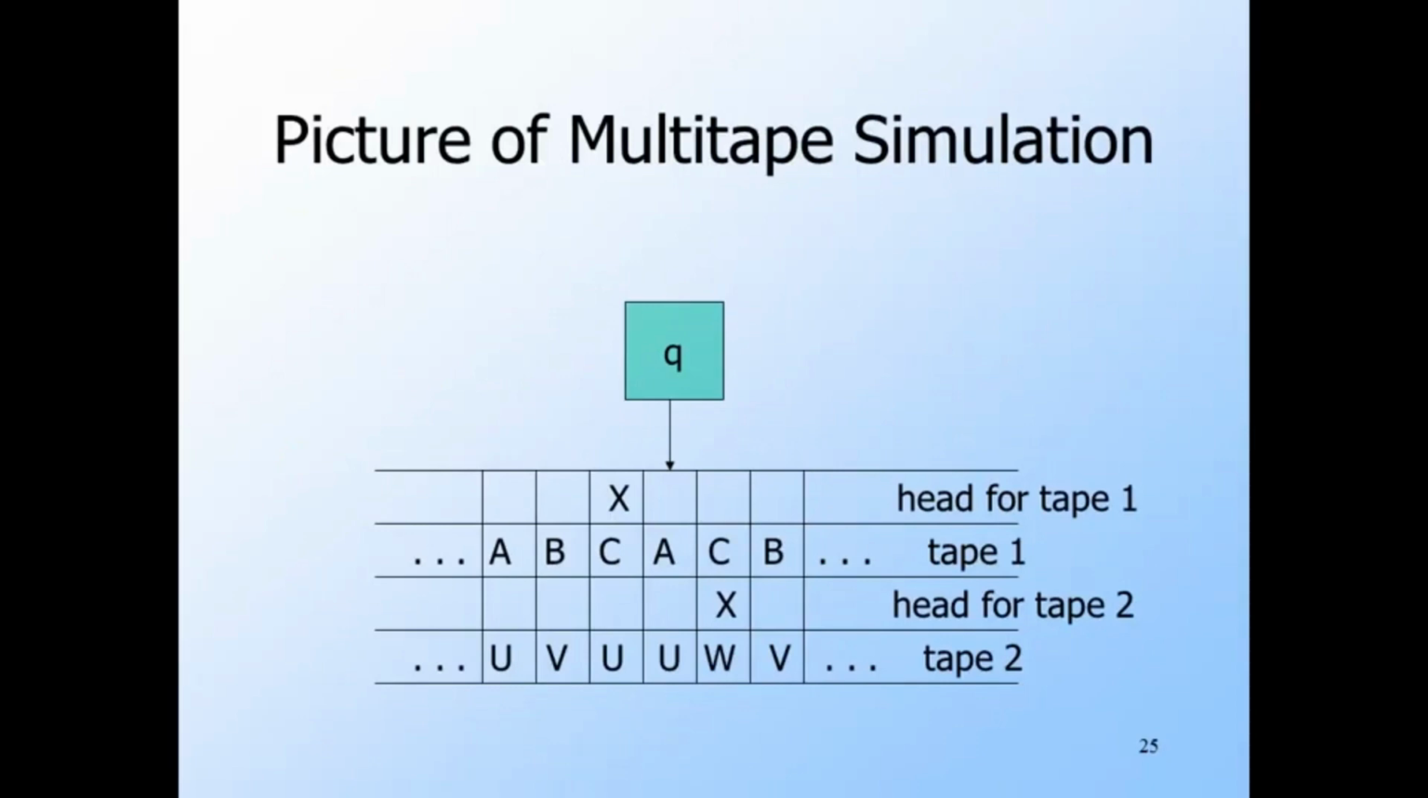There are 4 tracks. 2 of these tracks hold the contents of the 2 tapes, while the other 2 tracks hold only a single X each, marking the positions of the 2 tape heads. That is, the 2-tape Turing machine has the head of its first tape scanning this C, and the head of its second tape is scanning this W.